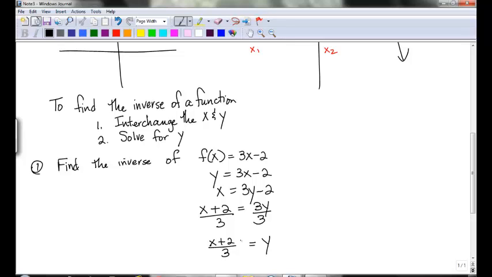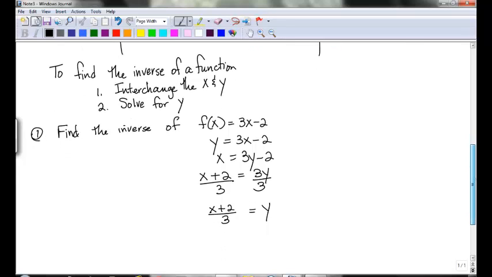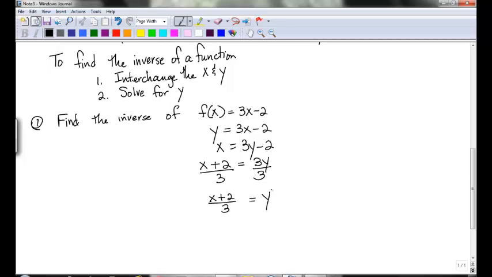Now, most of the time they won't write it like that. They're going to use the inverse notation. So for this y, they're going to substitute in f inverse of x. So this would be the inverse of the original, and they write it f inverse of x.